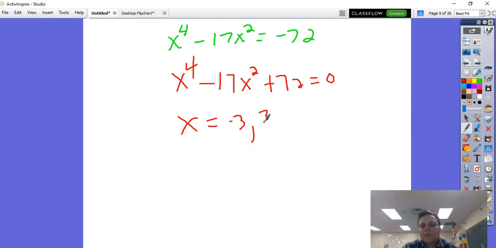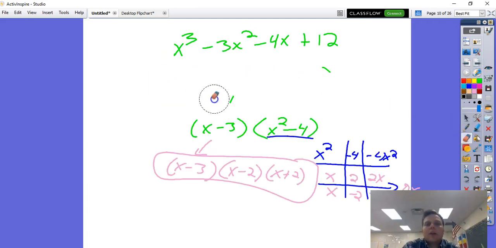Now, let me give you another hint. This test is multiple choice. Do you know what you could have done? Let's pretend I gave you this as multiple choice answer as negative 3 and 3. You could have plugged these in for x, and if it had worked, then you would know that would be one of your answers. Okay? That's another hint. You can work backwards if I give you multiple choice. All right, let's go on.